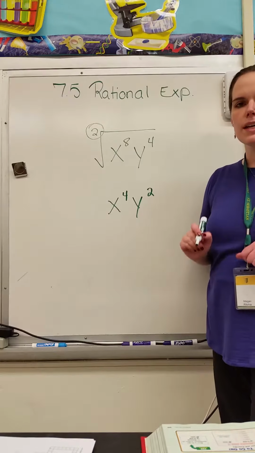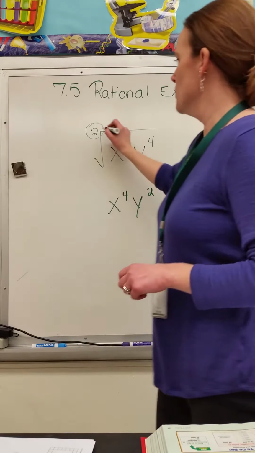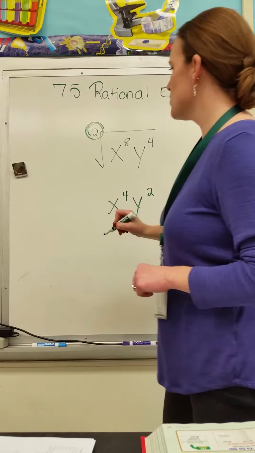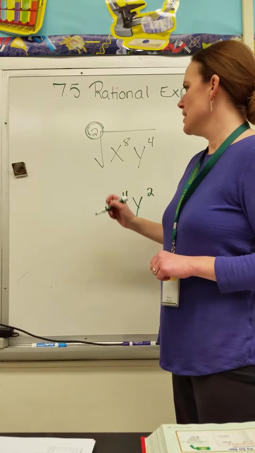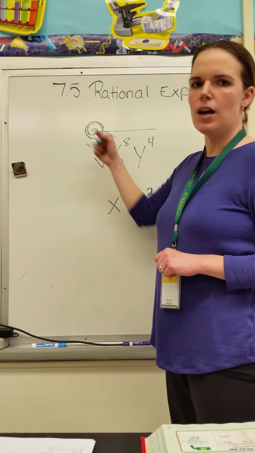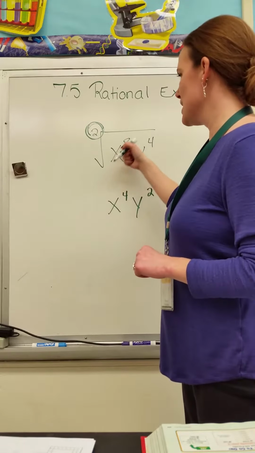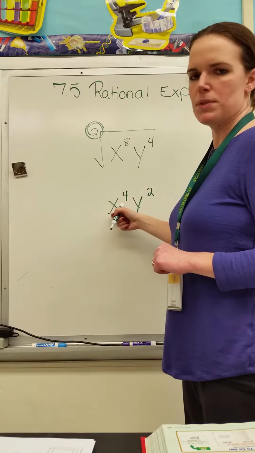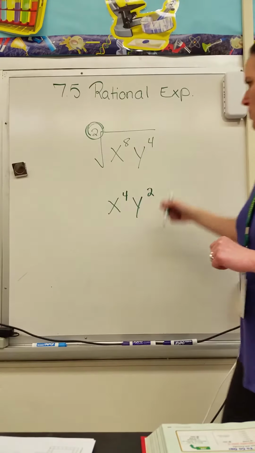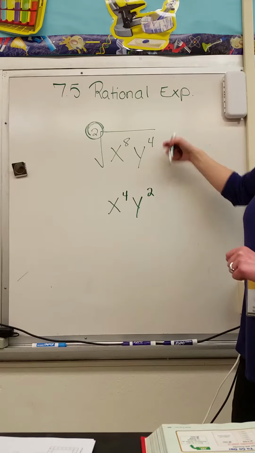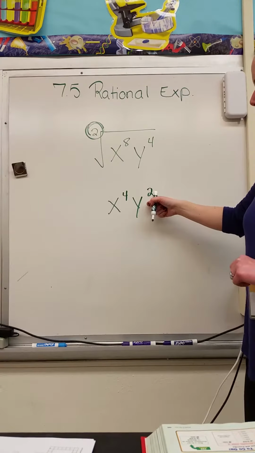And the reason is, whatever this root is, it's really asking you how many pairs are in here. How many groups of 2? And with x to the 8, you have 4 groups of 2. With y to the 4th, you have 2 groups of 2.